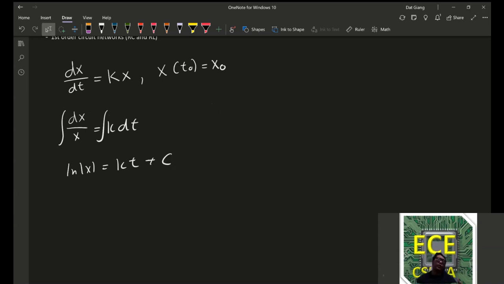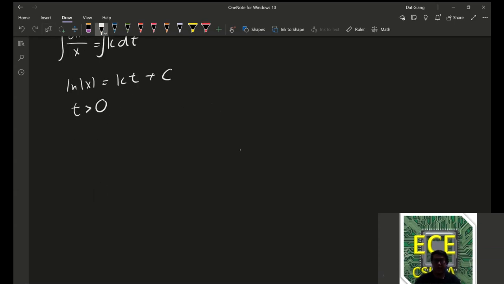Now, in this specific situation, what we can see is that t is representing time, so it must always be greater than 0. As such, the absolute value on x can be dropped. So ln of x is equal to kt plus c. Taking the exponential of both sides, we get x of t equals C e to the kt.